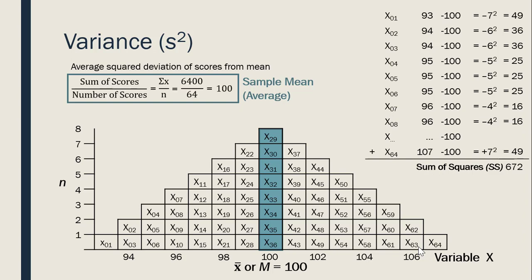This process is similar to how we calculated the mean, where we summed all the scores and divided by the total number of scores. With the variance, we sum all the squared deviations and we divide by the number of deviations if we're working with a population, or in this case, because we're working with a sample, we will divide by the number of deviations minus 1.